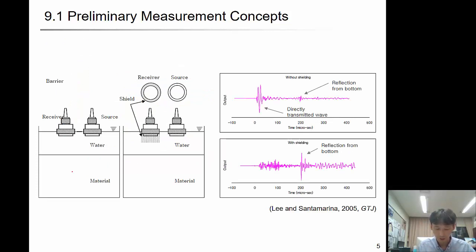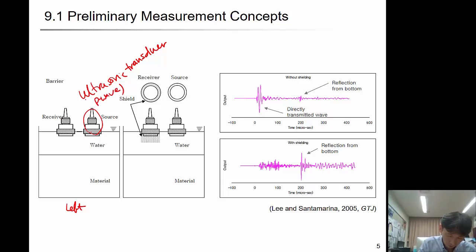One example is this. This is active, very direct noise cancelling using a very simple concept. First, on the left side, you have a source. This is the ultrasonic transducer. It generates the P wave. Then the P wave bounces back at the material and water interface, and it goes into the receiver.